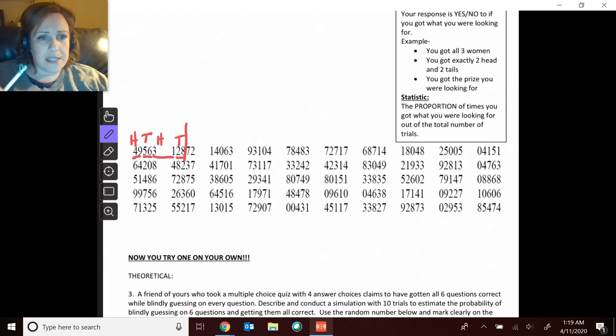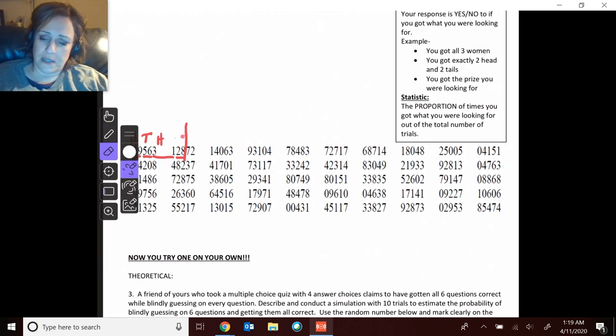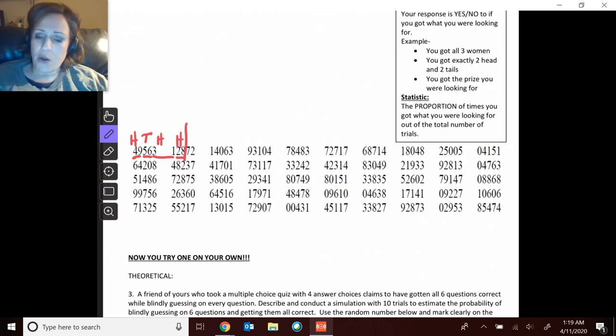Okay, so I got heads, tails. No, that's wrong. I did that wrong here. I think it's heads, tails, heads, and then heads again, right? You're probably like, what is going on here? Yeah, so that was heads again. All right, so that was one trial.